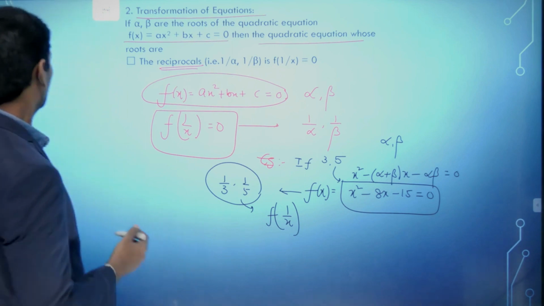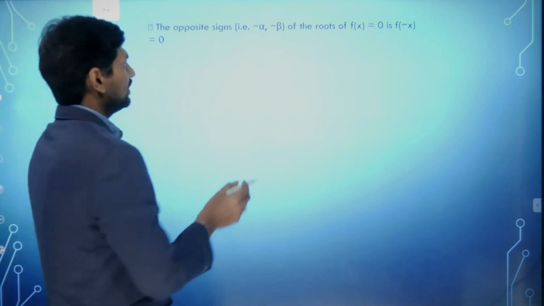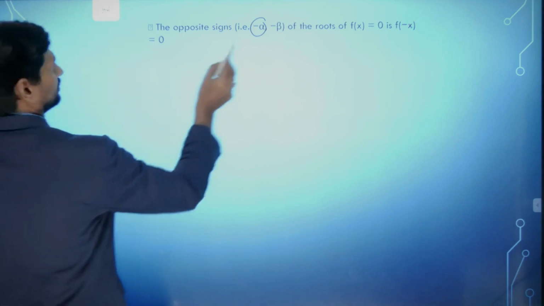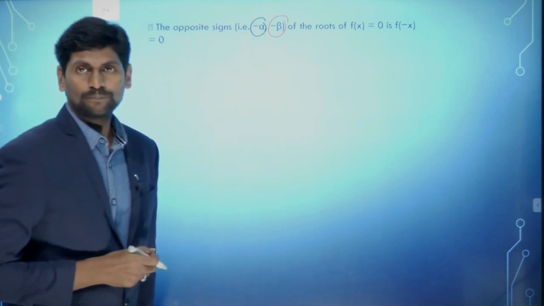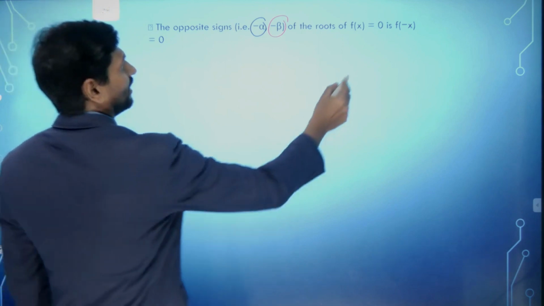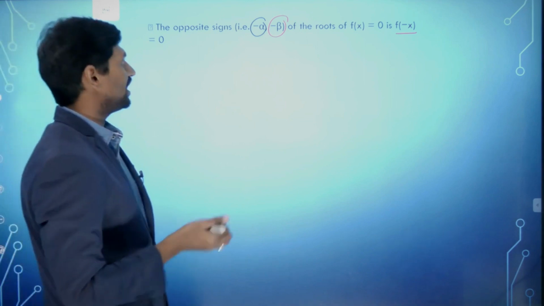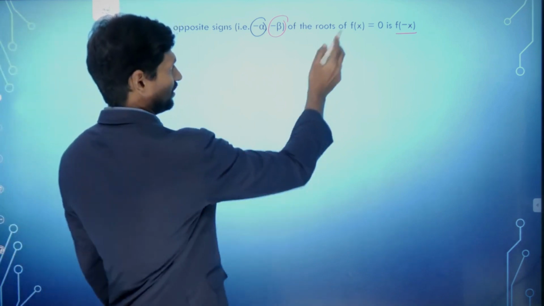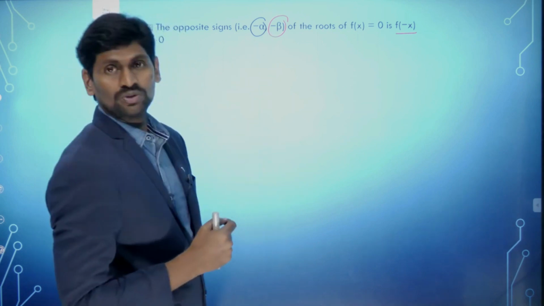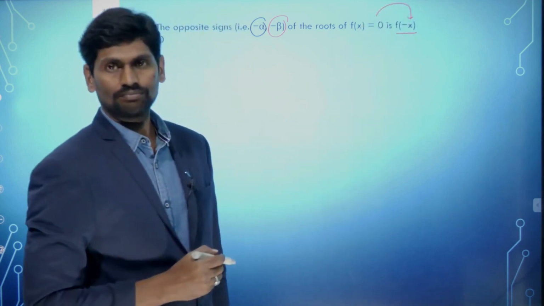Okay, now I'm going to the next one. Yeah, this is very important. Roots are negative. First root is alpha, negative alpha and negative beta. Minus alpha and minus beta are roots of f of x equal to 0 is f of minus x. Actually, alpha comma beta are roots of f of x equal to 0. In case minus alpha minus beta are roots, then its quadratic equation will be f of minus x.